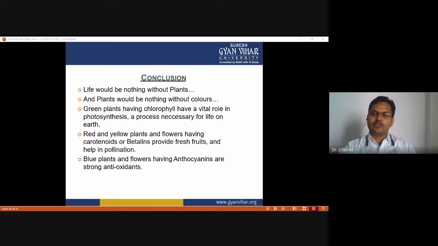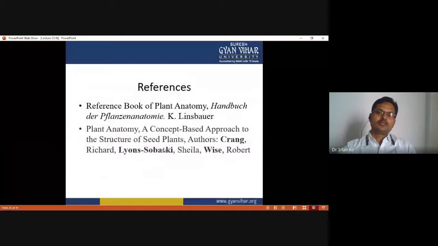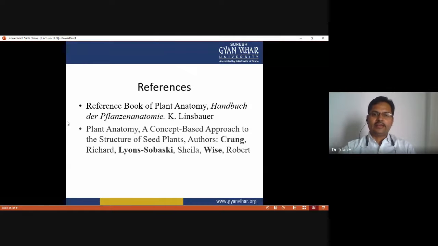So it is a very important category of molecules found in plants. These are the references. The books are a reference book of plant anatomy, and another book, Plant Anatomy: A Concept-Based Approach to the Structure of Seed Plants. These are the books from which the content was prepared.